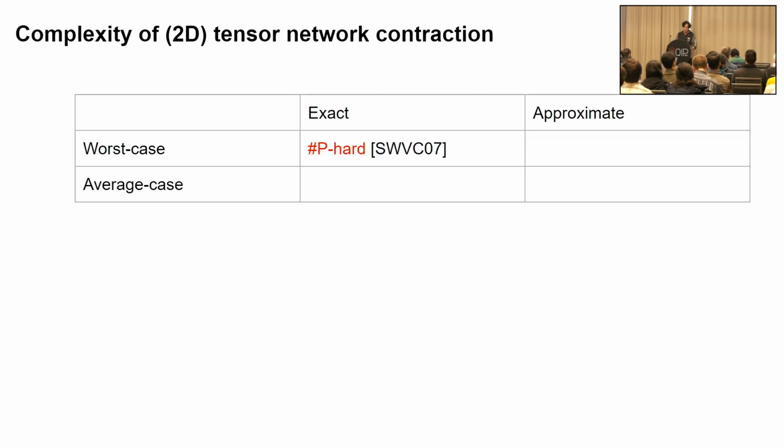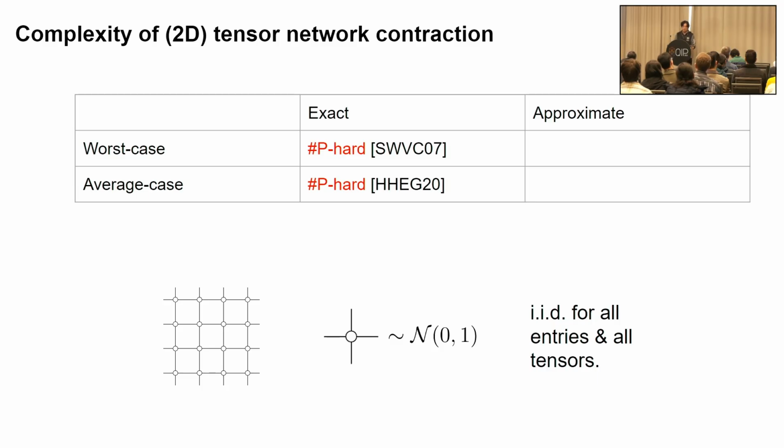Despite the importance of tensor network contraction, rigorous statements are rare and often negative. It was proven that exact contraction of 2D tensor networks is worst-case #P-hard by Schuch, Wolf, Verstraete, and Cirac. And through the use of random self-reducibility, it was also proven to be average-case #P-hard by the result from Haferkamp, Hangleiter, Eisert, and Gluza. Here, average case means that all the tensor entries are drawn from IID zero-mean Gaussian distributions, and each tensor is independent from each other.